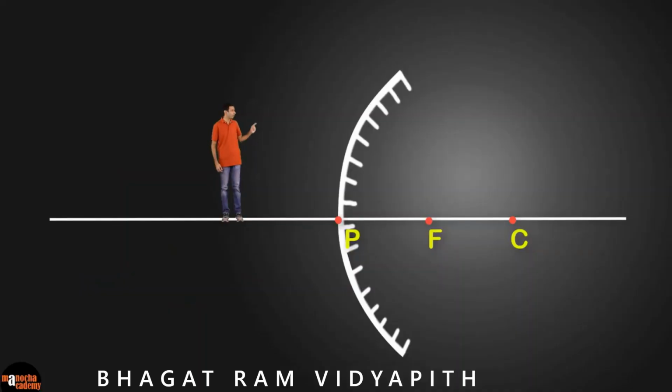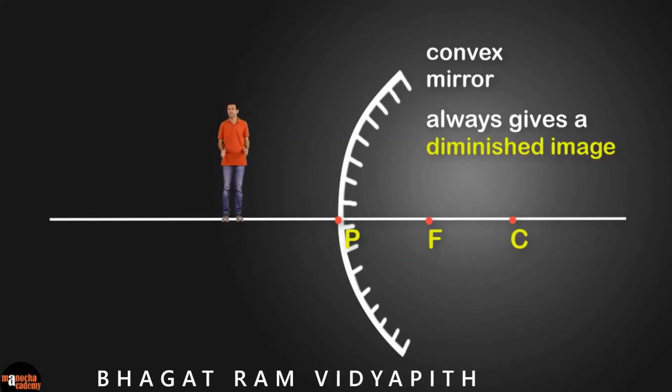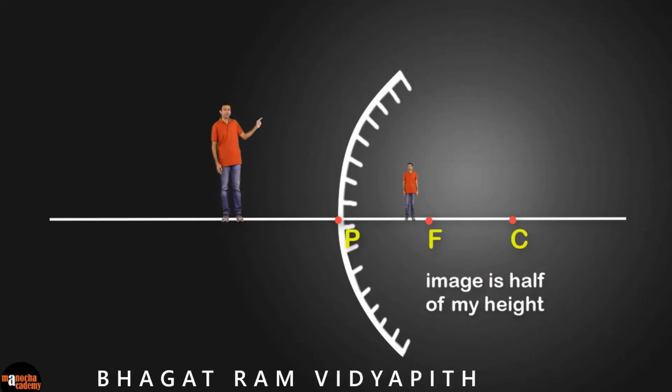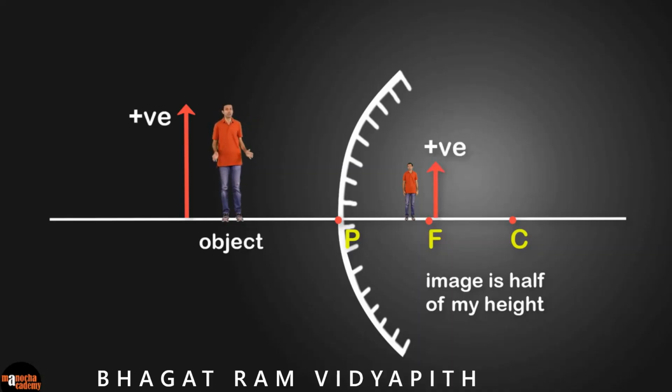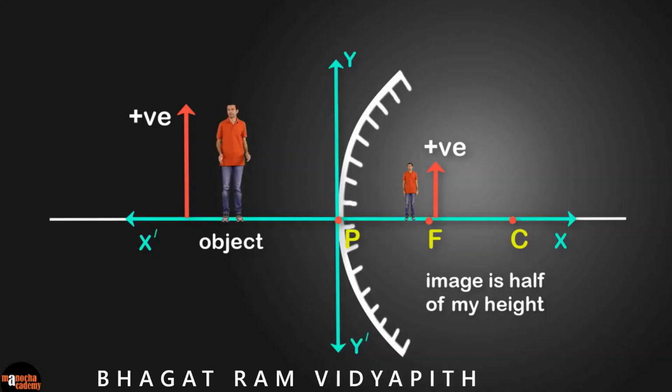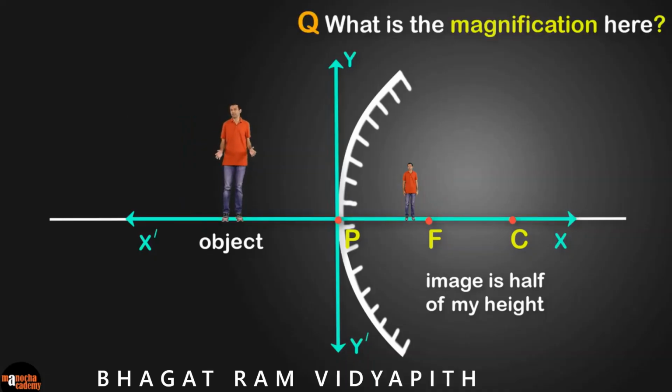Now if I stand in front of a convex mirror, remember a convex mirror always gives a diminished image. So let's say my image in the convex mirror is half of my height. The object height and the image height are both positive because they are measured along the positive y-axis. So what's the magnification here? That's right, the magnification is half. And the number makes sense because the image is half of the object height.